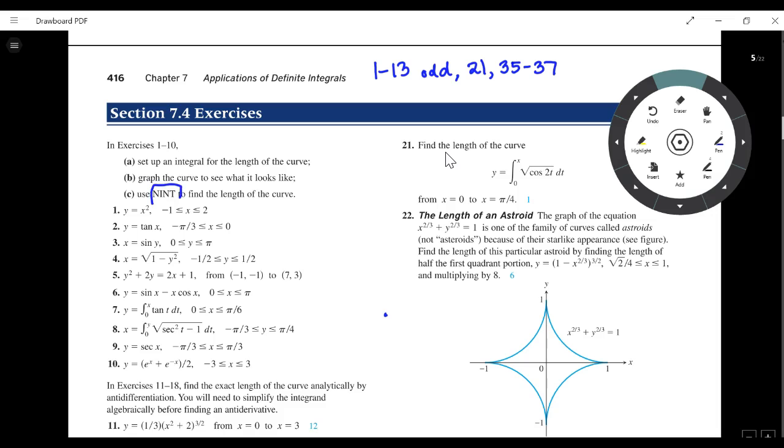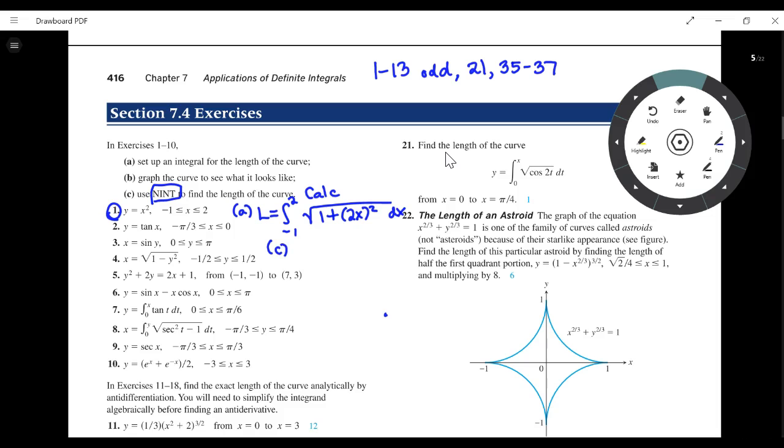Whenever you see this N-I-N-T, that's a calculator. So really, I'll set up an integral for the length of the curve. For part A, that would be L equals, what would that be from? They give you the bounds. We're just using the formula. So, negative 1 to 2. Just do A and C. 1 plus, what's the derivative of x squared? 2x, so you could just do (2x) squared dx. So that's part A. And then for part C, just plug that into your calculator now.